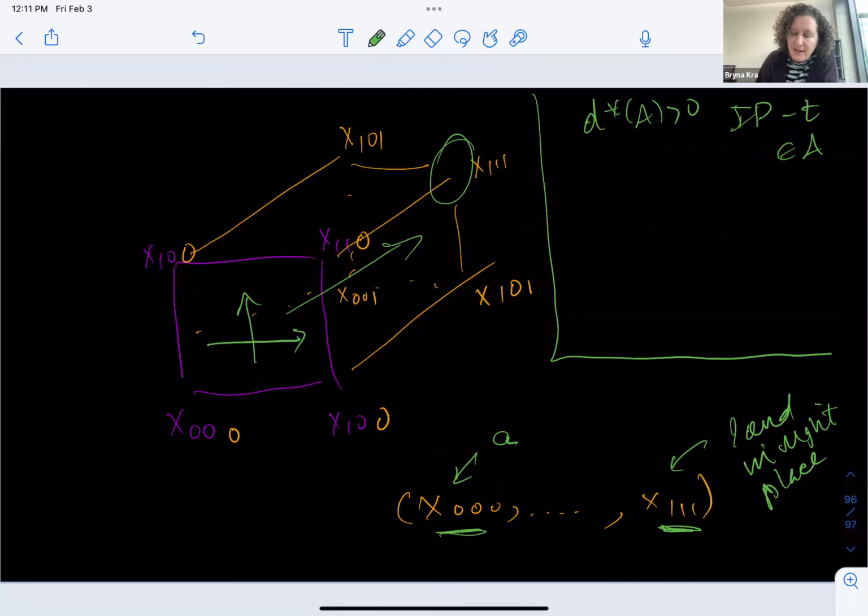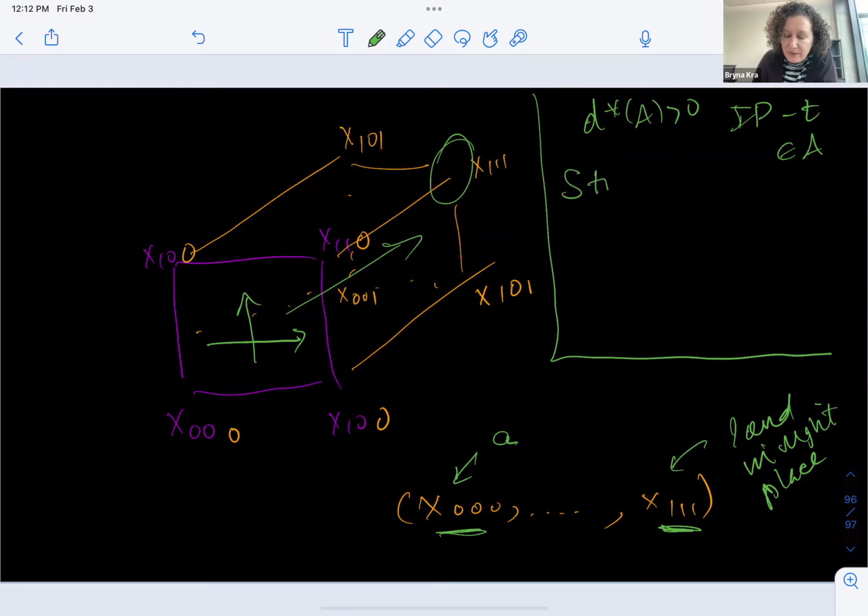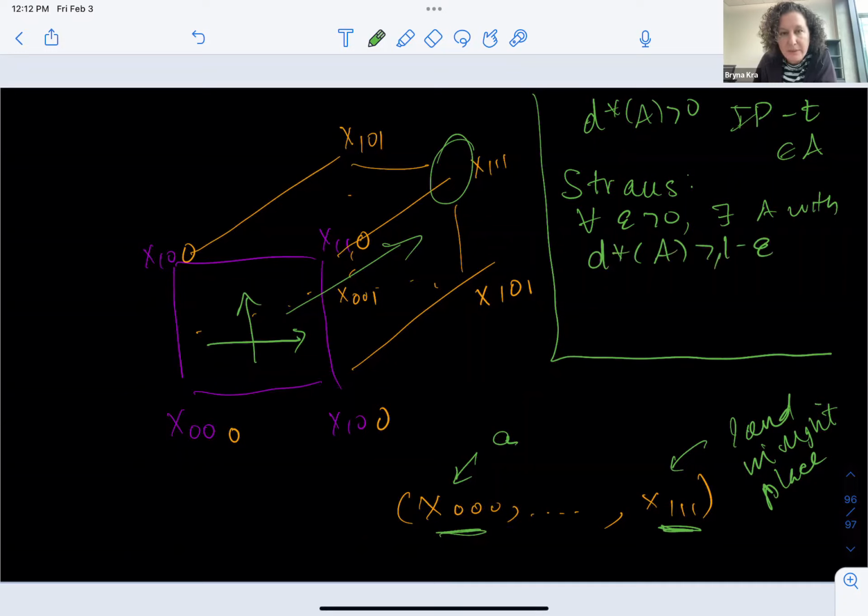Well, you can make a really nice parity example due to Ernst Strauss, which he does this. He shows that there exists a set with density as arbitrarily close to 1 as you want, meaning for all epsilon, there exists A with density D star of A bigger or equal to 1 minus epsilon, and A contains no such translate of an IP. And the way you do it is as follows. This is to capture all the possible parity issues.